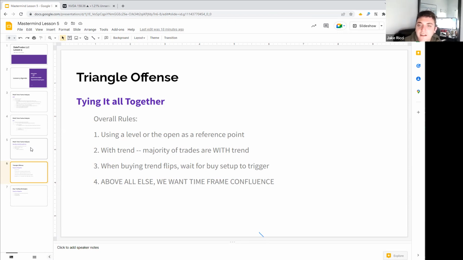Otherwise, your risk reward will ultimately end up being clouded, in my opinion, because you're going to be trading in between levels, in the middle of those, as opposed to taking something off of a level or using the level as your reference point, right?